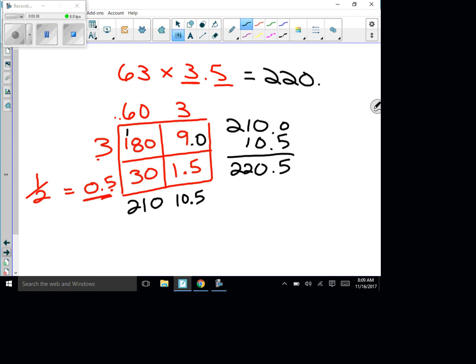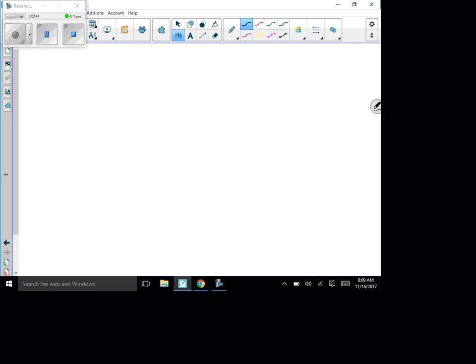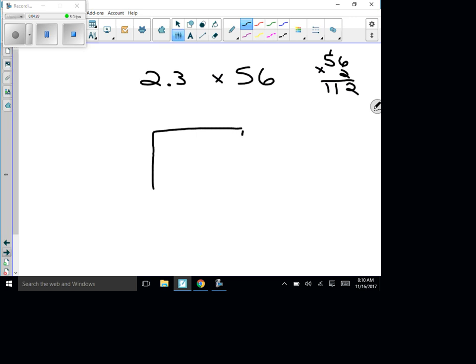Or what is 3.5 times 63? Okay, let's go to the next one. Let's do it the other way. Let's go 2.3 times 56. So what's 2.3 times 56? It's going to be a little more than 2 times 56. So 2 times 56 is 112, so your answer should be really close to 112. It's going to be a little bit more because there's a 0.3 added, but that's just my estimation, and that's how I check for reasonableness.